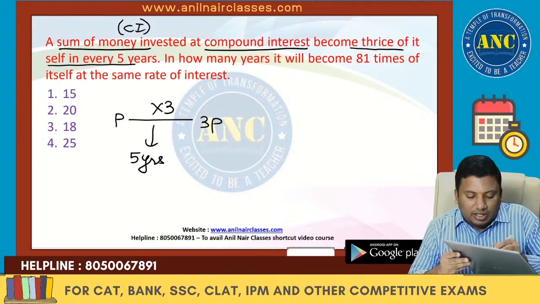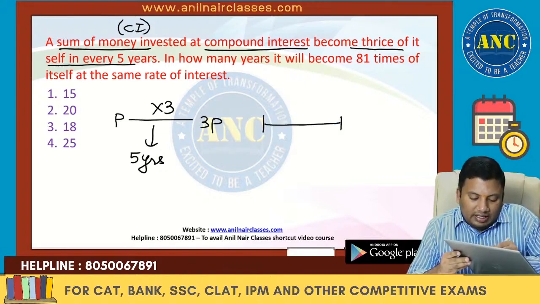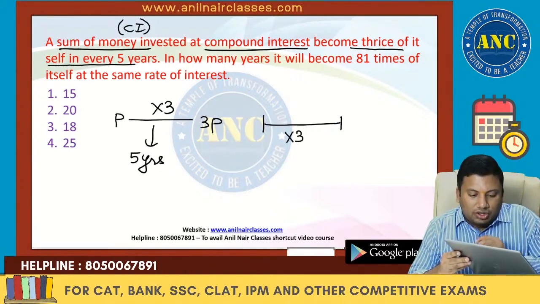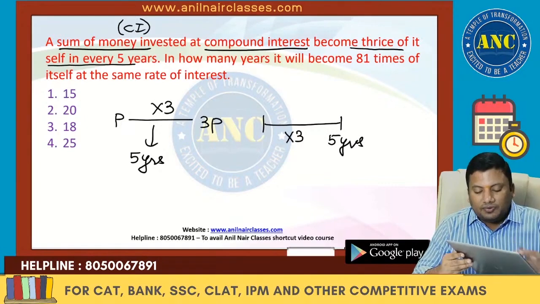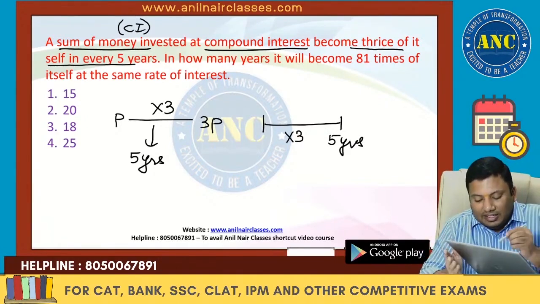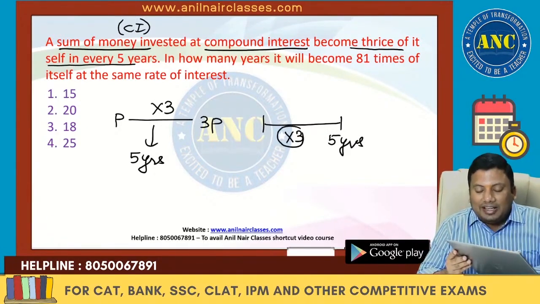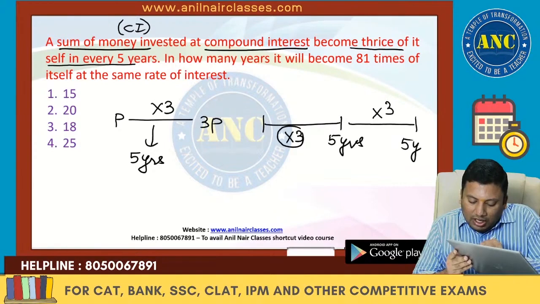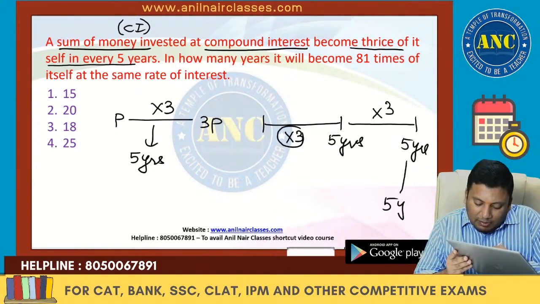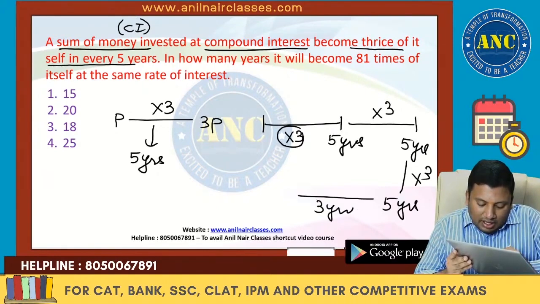So we will write it like this. It is becoming into 3 times in how many years? 5 years. So for every 5 years, what is the multiplication factor? Into 3. Again in 5 years, it will become into 3. Again in 5 years, into 3. Multiplication factor is always the same.